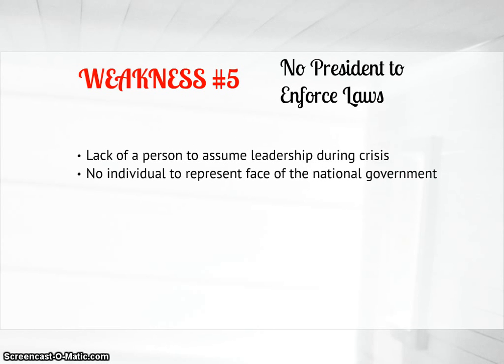Finally, weakness number 5. There is no president to enforce the laws, or no executive branch to enforce the laws. Today we have 3 branches of government. We have the executive, which is the president and all of his staff and agencies. We have the legislative, which is the House and the Senate. And we have the judicial, which is the judges.